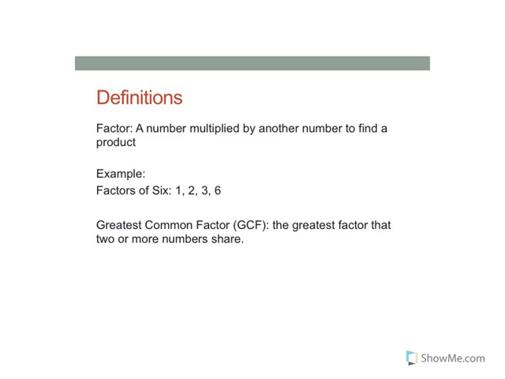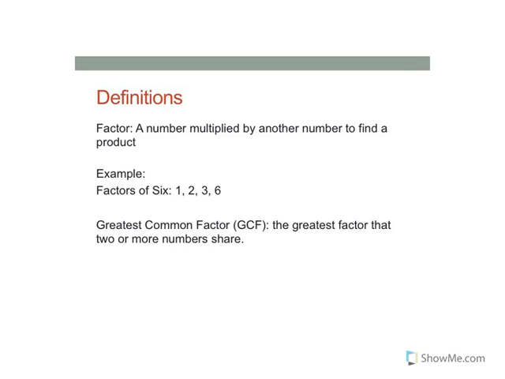A factor is a number multiplied by another number to find a product. For example, here are some factors of 6: 1 and 6, and 2 and 3. Because 1 and 6 multiply together to get 6, and 2 and 3 multiply together to get 6. There are 4 factors of the number 6.